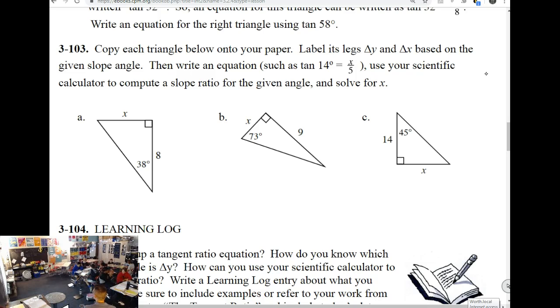Same recognition with the x and b. It is set across from the smaller of the acute angles. It should be smaller than 9. If you get an answer bigger than 9, that should set off an alarm.